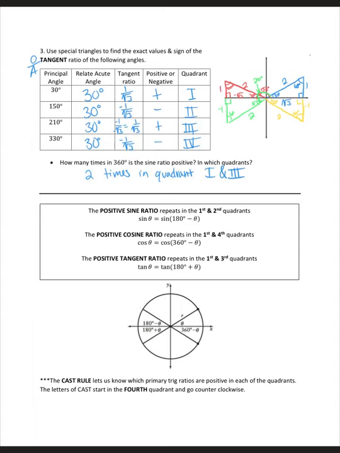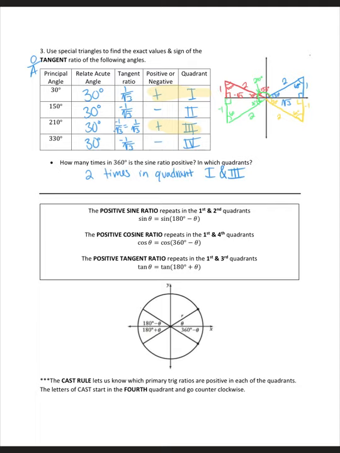Okay, so here's what you should get when you fill in that table of values. We end up having positive tangent ratios in quadrant 1 and in quadrant 3. So something I want to point out about quadrant 3 is you can see that our tangent ratio ended up being a negative 1 over a negative radical 3. And we know that a negative over a negative makes a positive.